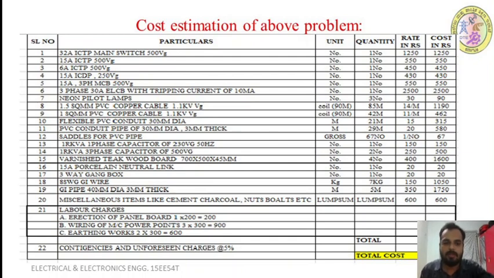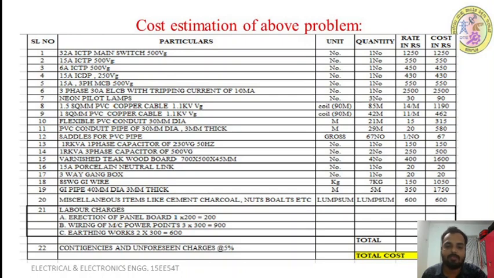Next GI pipe of 40 mm diameter, you require 5 meters, and for 1 meter it is 350 rupees, so 5 into 350 is 1750. Next lump sum materials like cement, charcoal, nuts and bolts, we have taken as 600 rupees as a lump sum.